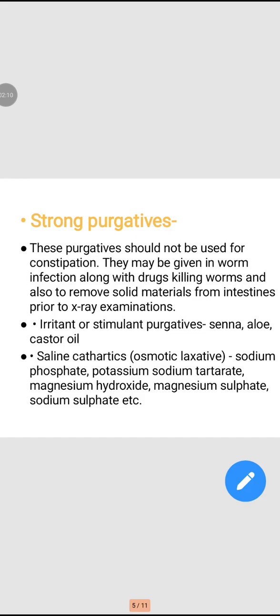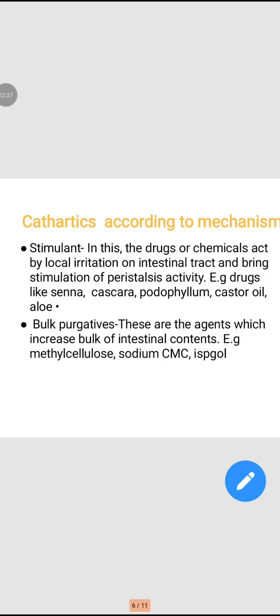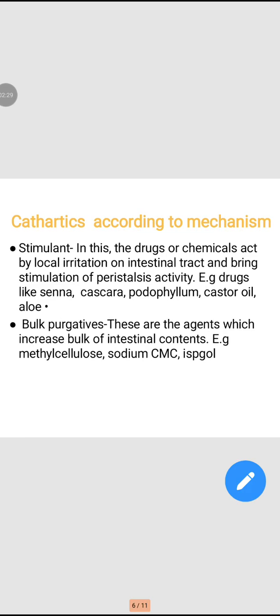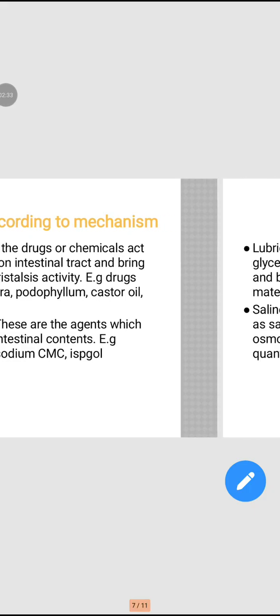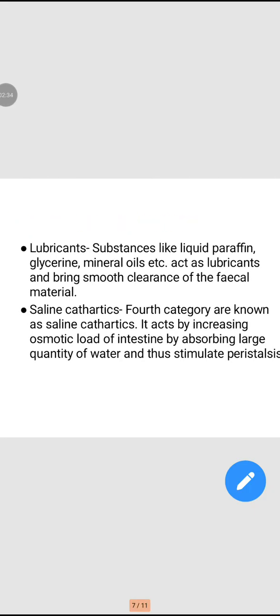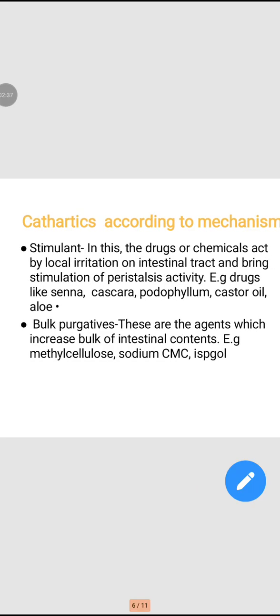Then saline cathartics are osmotic laxatives. Sodium phosphate, potassium sodium tartrate, magnesium hydroxide, magnesium sulfate and sodium sulfate are examples of saline cathartics. Cathartics according to mechanism: stimulant, bulk purgatives, lubricants, saline cathartics. These four are cathartics according to mechanism.